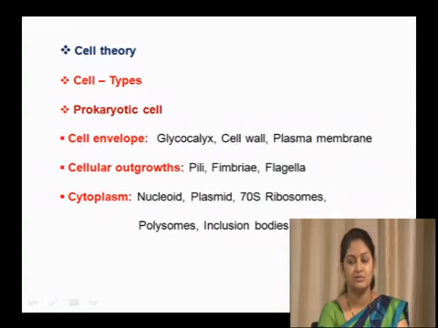Lastly, the cytoplasm. Cytoplasm contains mainly nucleoid, that is the genetic material, and plasmid. Plasmid may or may not be seen in a bacterial cell, and there are 70S ribosomes, polysomes, and inclusion bodies. And all other membrane-bound organelles are absent in a prokaryotic cell.